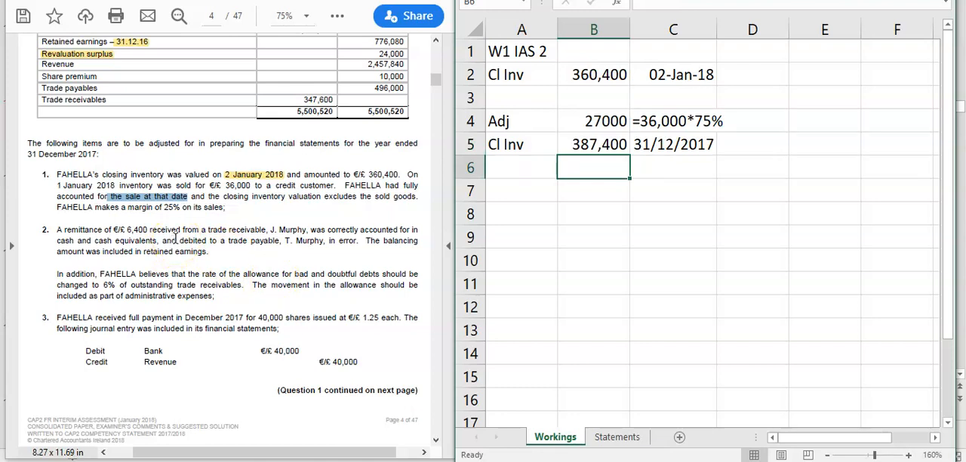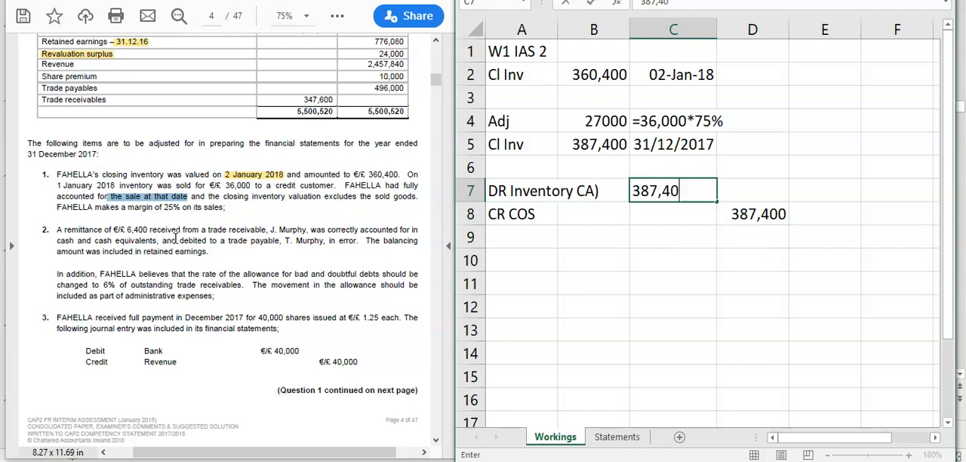That's what we call, it's a common question called a rollback. You did the stock count after the year end, and you're rolling back between sales and purchases to figure out what was there at the year end. And the debit and credit there is debit inventory, current asset, and credit cost of sales. 387,400 and 387,400.